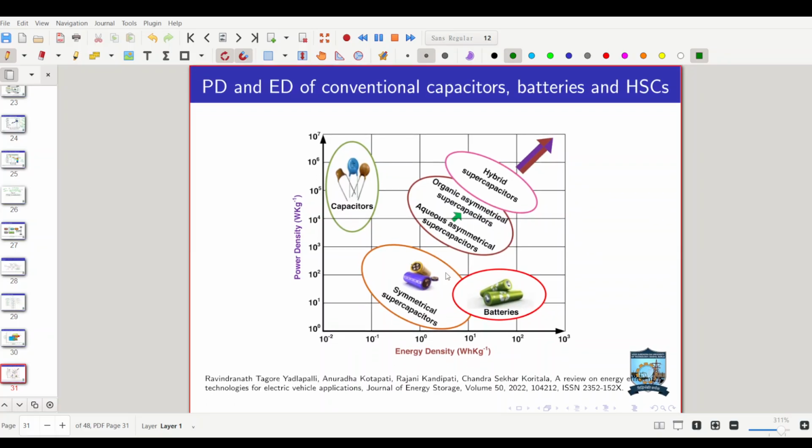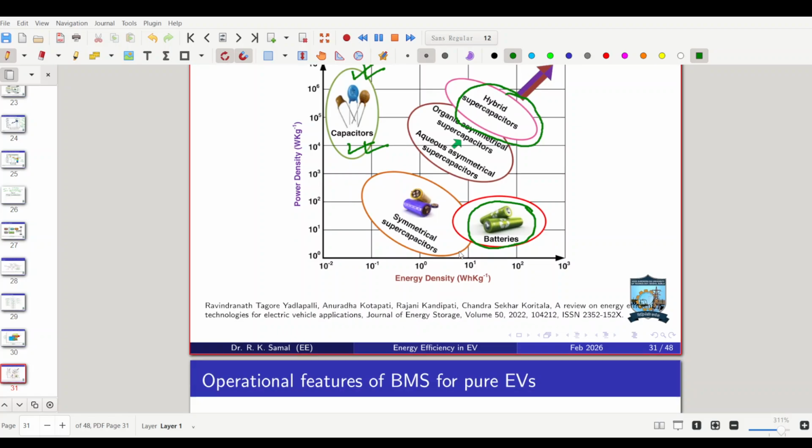Now a comparison between power density and the energy density. So capacitors have very high power density but not much energy density. They cannot store too much energy. Whereas batteries have very good energy density, but they cannot provide as much power as the capacitors. Then we have symmetrical supercapacitors, and the best one as per research is the hybrid supercapacitor, organic symmetrical supercapacitors, aqueous symmetrical supercapacitor, etc. So that's where the research is concentrated.